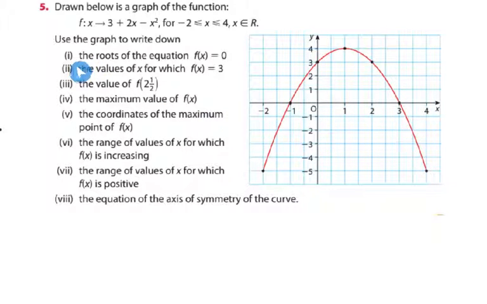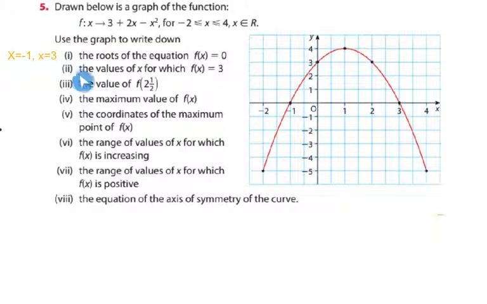Okay, so use the graph. So you're just looking at the picture. You're not using the function. Use the picture to find the roots of the equation f of x equals 0. So what I do in this case, I see where does this function cross the x-axis? Where does f of x equal 0? And it's equal to 0 at x is equal to minus 1 and x is equal to 3.